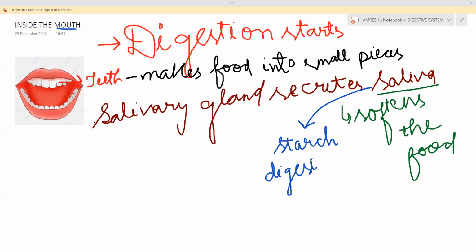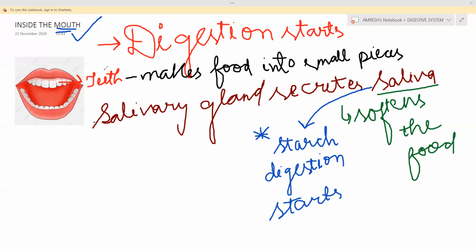These key points you have to remember, my dear children. Okay, starch digestion. Where does starch digestion start? In the mouth. In the stomach also starch digestion takes place, but starch digestion starts in the mouth. And it is a very important question. Definitely you can get it as a 1 mark question in your exam. So give this a star also so that it can help.